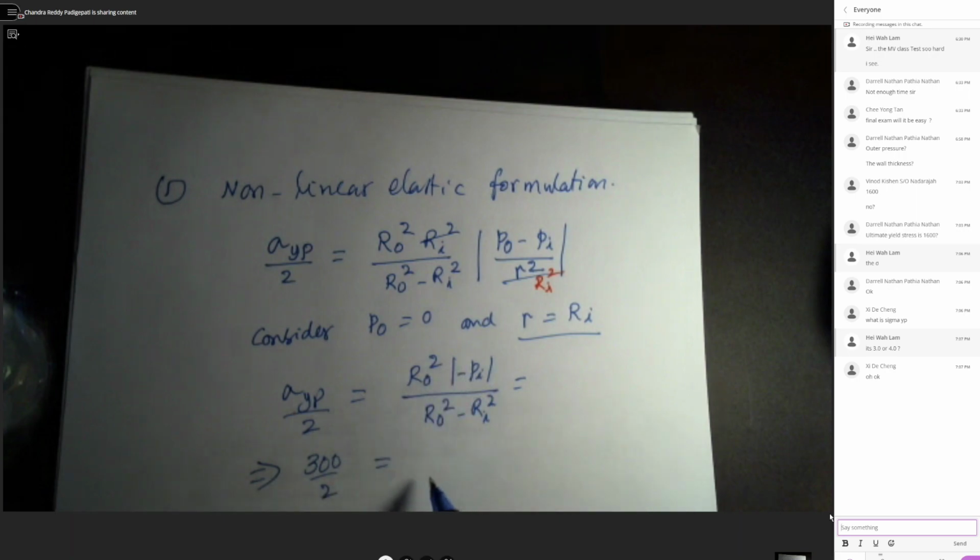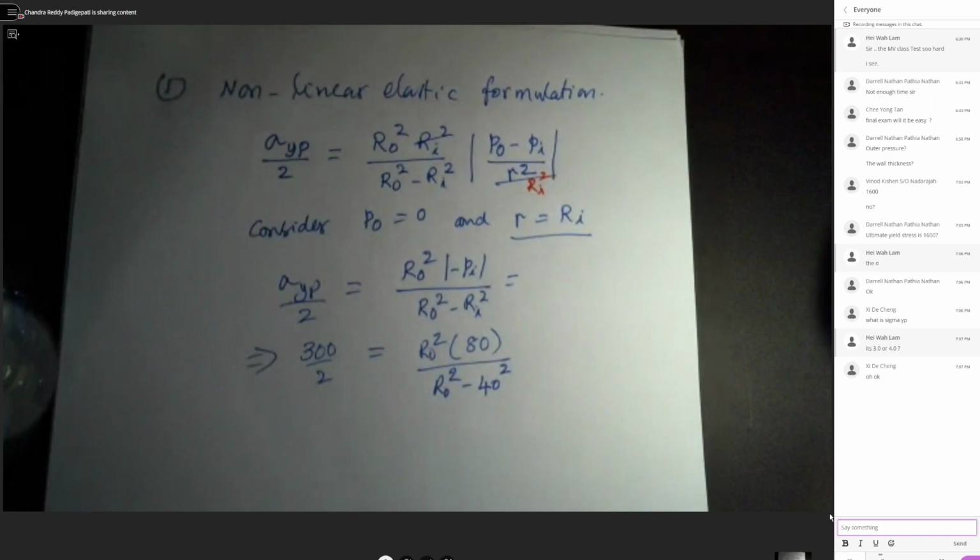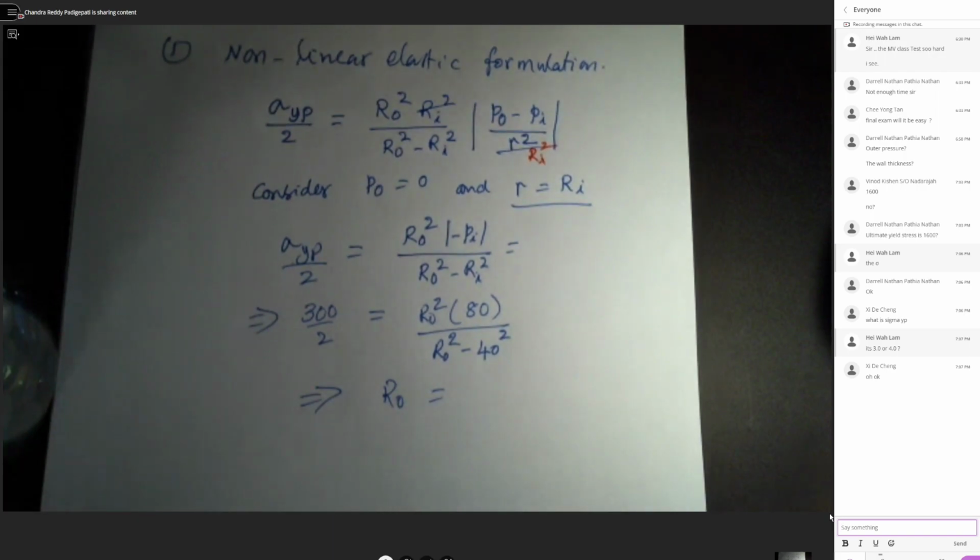Pi is given as 80 megapascals. Ro square minus Ri square, where Ri is given as 40 mm, so 40 mm square. The only unknown is Ro. So calculate and let me know what is the outer radius under the nonlinear elastic formulation. I'll give you 2-3 minutes.